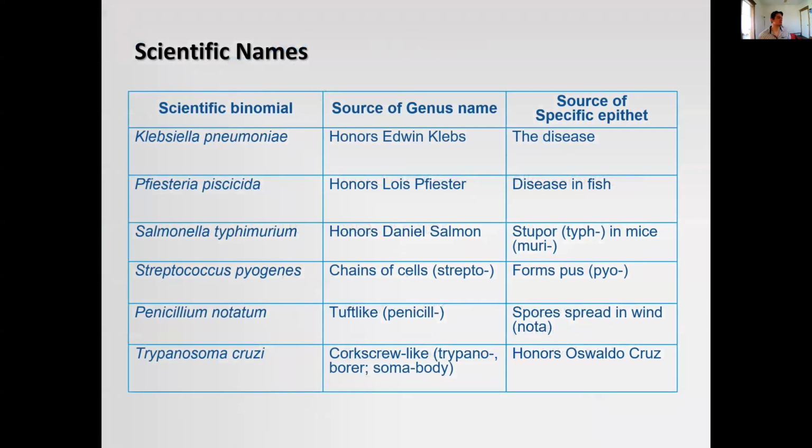Okay, so here is just a breakdown of some scientific names and where the genus name came from and where the epithet came from. So if you look at Klebsiella pneumoniae, it honors Edwin Klebs, and the source of the epithet is from the disease pneumonia, of course. And you can just go through this table to give you an idea of where these organisms came from.